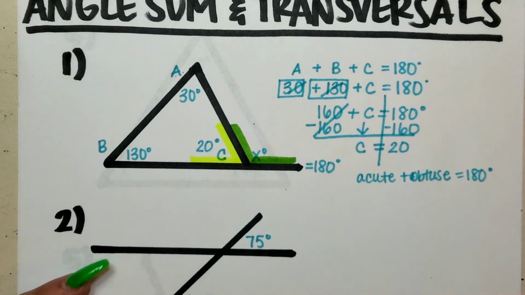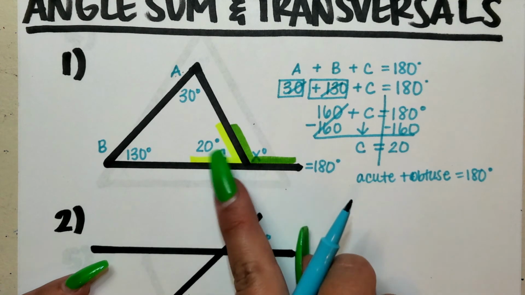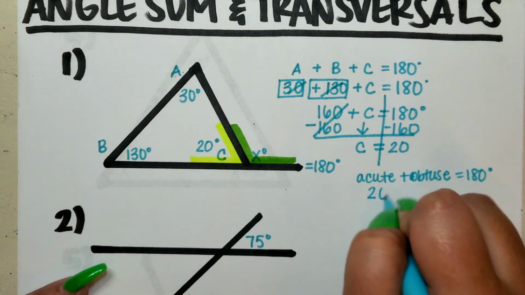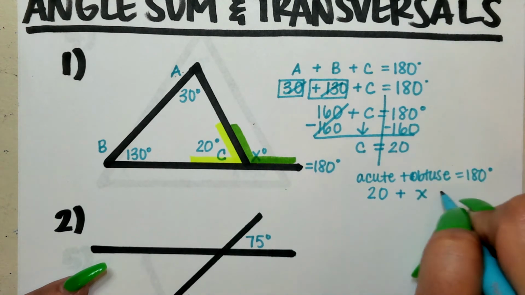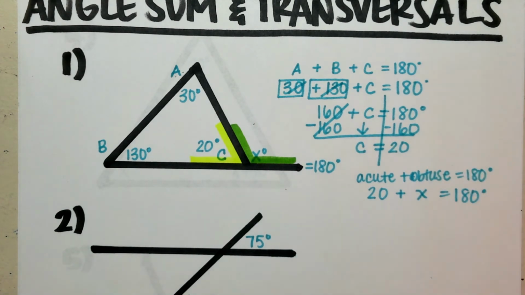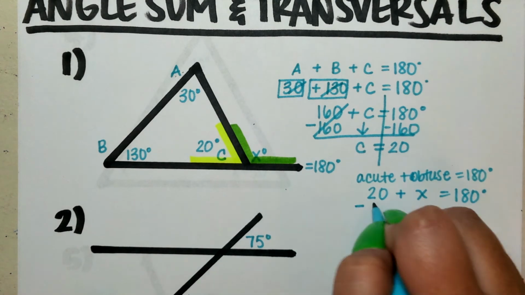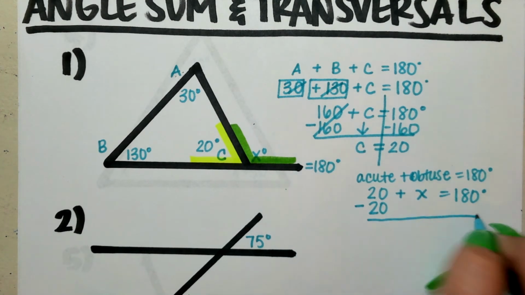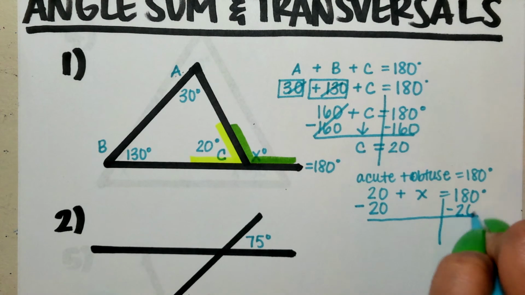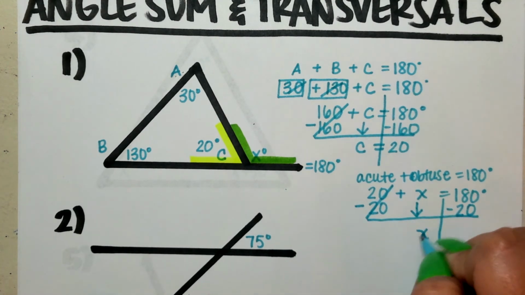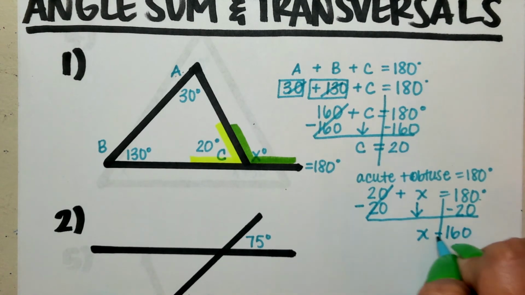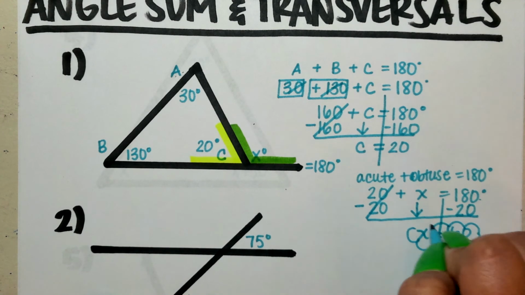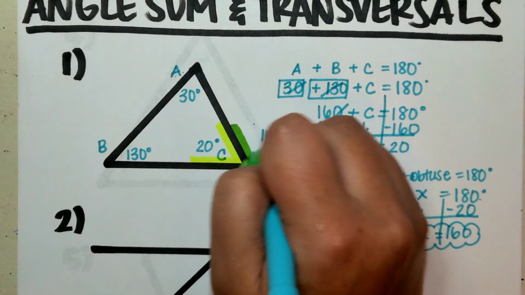And then I plug in what I know. So my acute angle is 20 plus, I don't know my obtuse angle, so I'm going to put x equals 180. Now I'm going to subtract 20 on both sides. My 20s will cancel. I'm going to bring down x, and 180 minus 20 is 160. So 160 is my final answer.